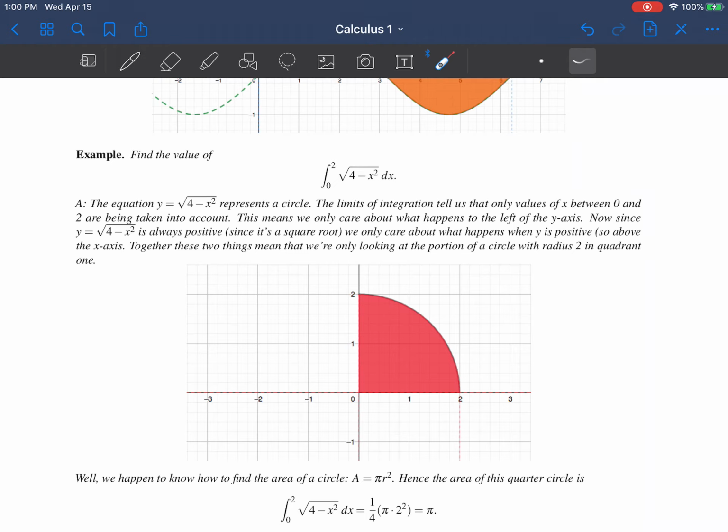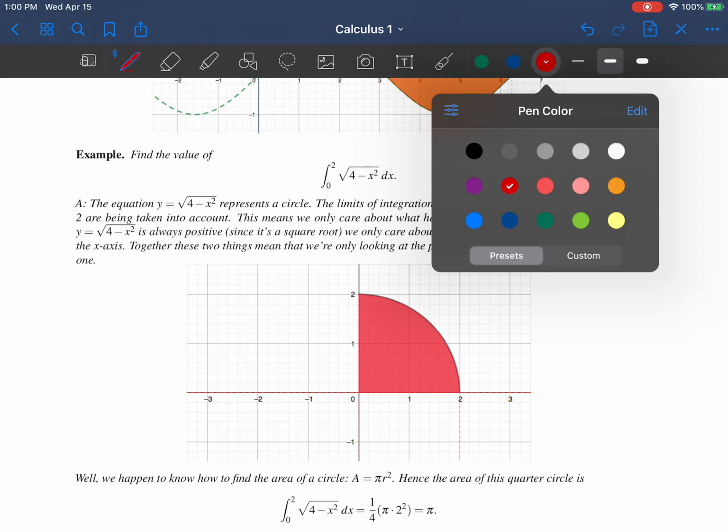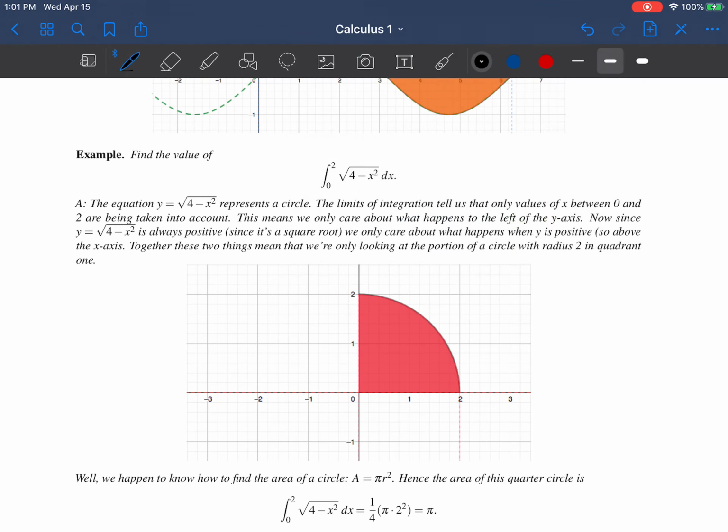Again, I've written a bit of explanation here, but I'll talk about it a bit more. Here, we're looking at the equation that's on the inside. I'm going to take this equation and manipulate it a bit. So let's see, maybe we'll use black. If we take the equation y equals square root of 4 minus x squared, maybe let's square both sides. So we get y squared equals 4 minus x squared. Now let's add that minus x squared over to the other side, so we get x squared plus y squared equals 4.